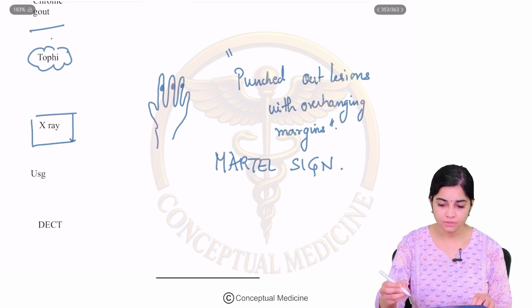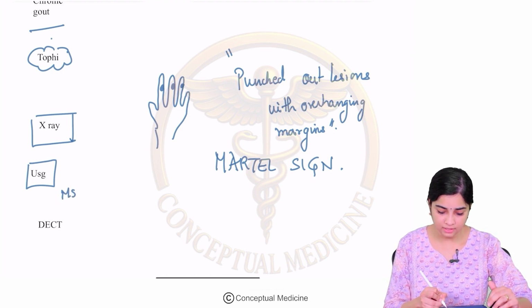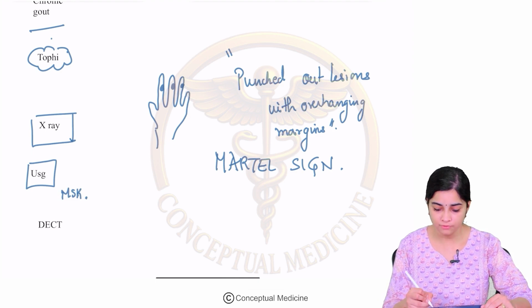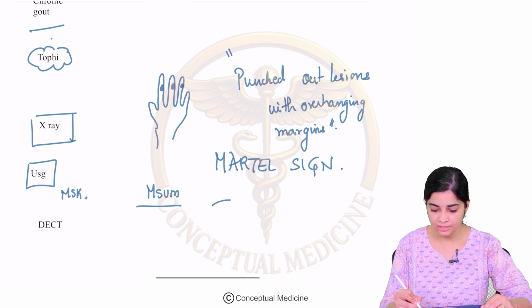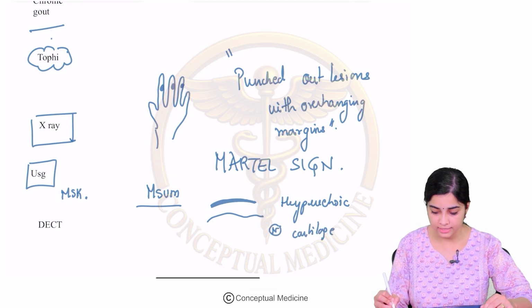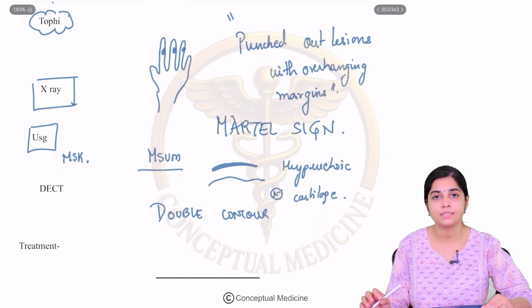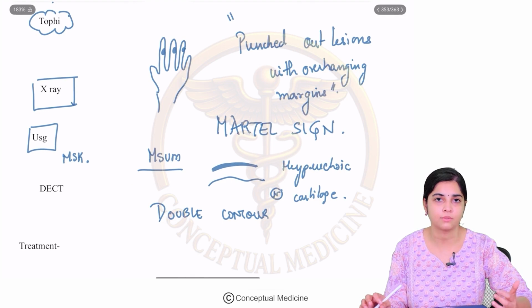Then what do you find on the ultrasound? If you do musculoskeletal ultrasound, you will find evidence of monosodium urate crystal deposition within the cartilage, occurring like a hyperechoic region, well distinguished from the underlying normal cartilage, and this is what we call the double contour sign. So the double contour sign is another sign which you find in musculoskeletal ultrasound in gout.